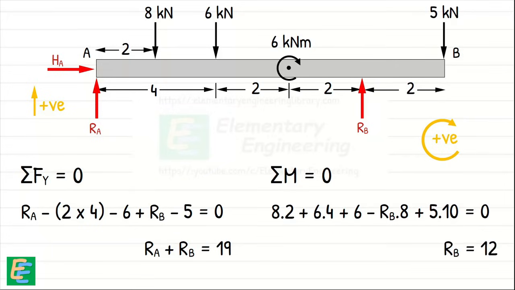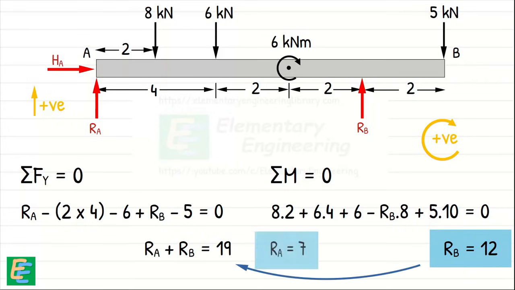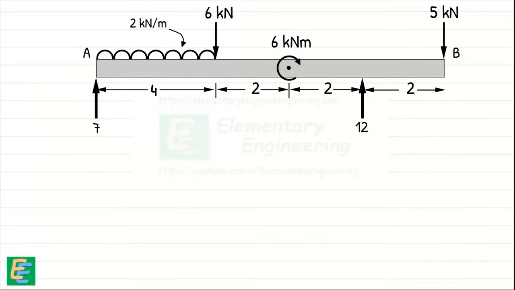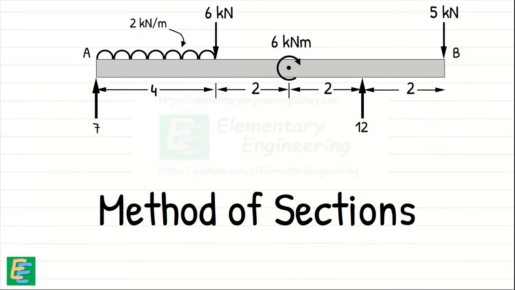Solving this, we get the value of RB as 12. Substituting this in equation 1, we get the value of RA as 7. Now that we have calculated the support reactions, we move on to determine the shear force and the bending moment generated in the beam. And for that, we use method of sections.